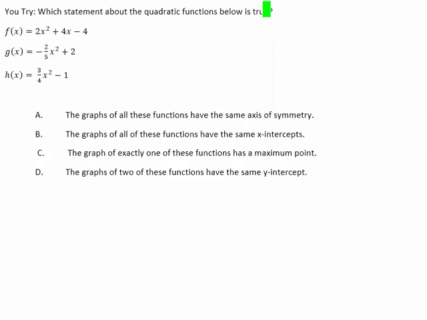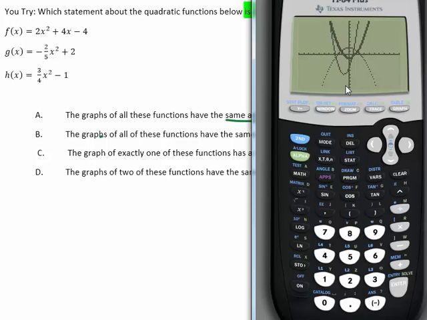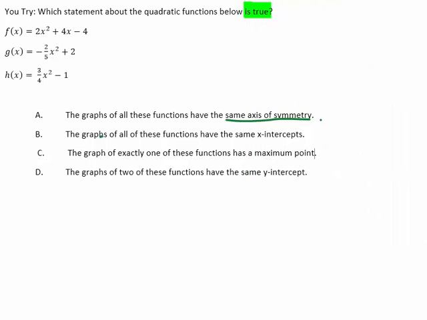Note that on this question it says which of the following is true. So we're looking for the true statement this time instead of the false statement. First answer choice says the graphs of all these functions have the same axis of symmetry. If we hit graph, we'll notice that not all of them are split in half by the same vertical line. Two of them are, but the thin solid line does not have the same axis of symmetry as the other two. So the first one is false, which means it is not true, so it's not the one we want.